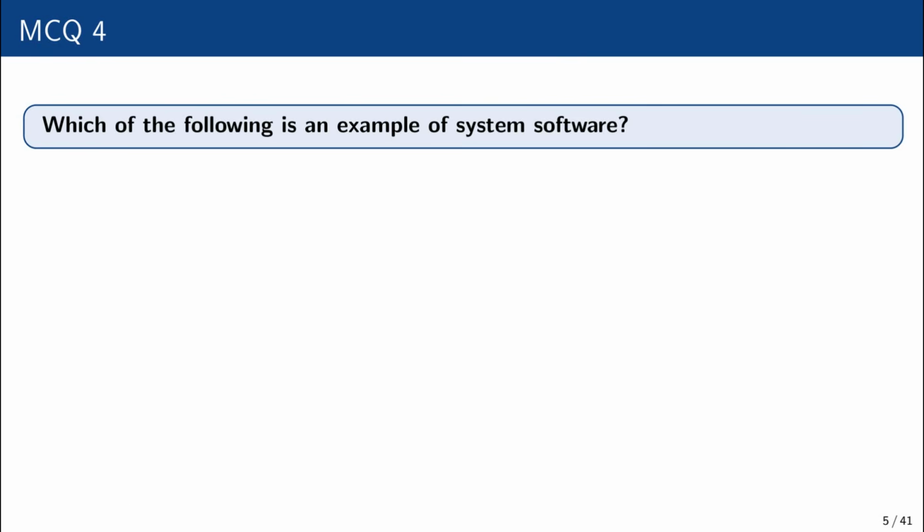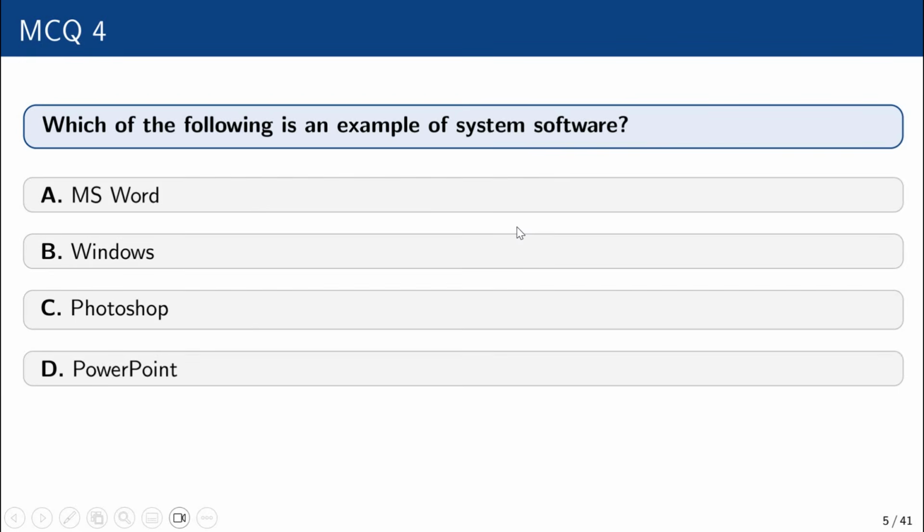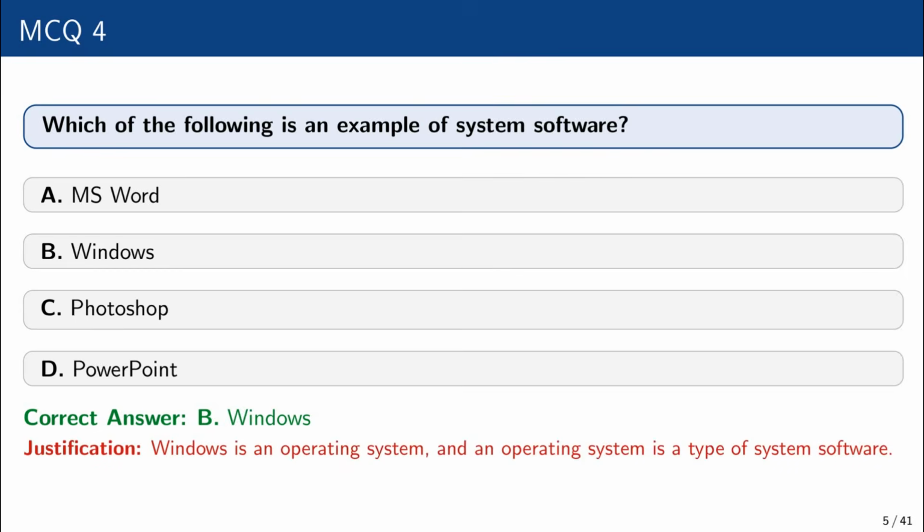Question 4. Which of the following is an example of system software? MS Word, Windows, Photoshop, PowerPoint. The correct option is Windows. Windows is an operating system, and an operating system is a type of system software. All operating systems are types of system software. Word, Excel, PowerPoint are all application software.